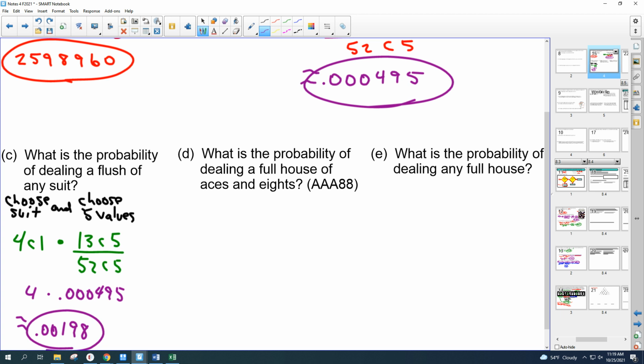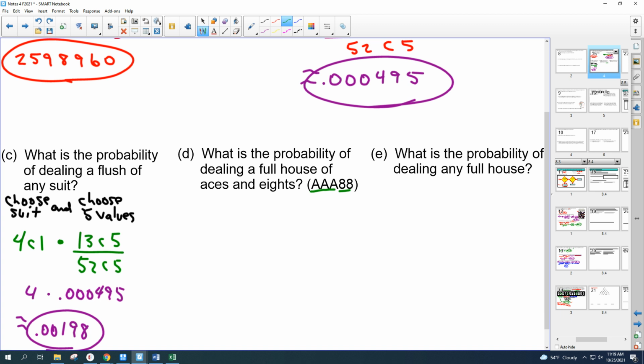Part D, what's the probability of dealing a full house of aces and eights? We talked about this in the last lesson, except last time it was a counting question. How many ways of doing this? Now it's a probability question. What's the probability of doing this? So be really specific, hyperliteral. We want 3 aces and 2 eights. That's what we're looking for. 3 aces and 2 eights.